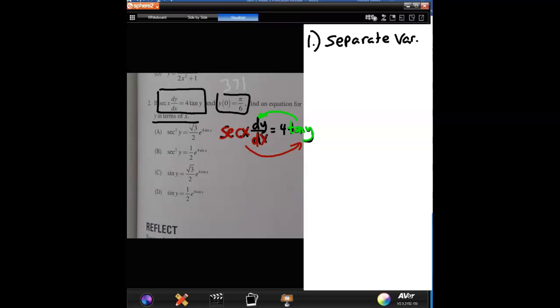So now, first of all, what I would do is divide both sides by tangent y. You can do it one step at a time. Whoops. It happens. All right. So I'm going to move the tangent to the other side by dividing by tangent y.